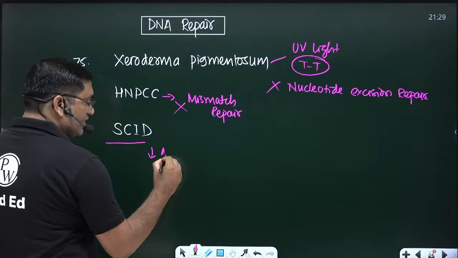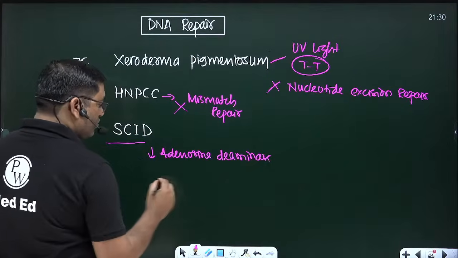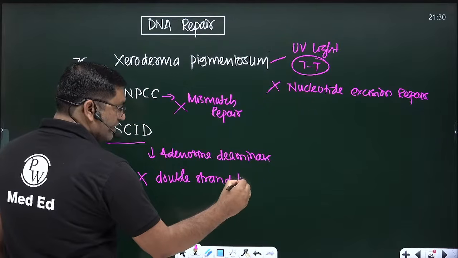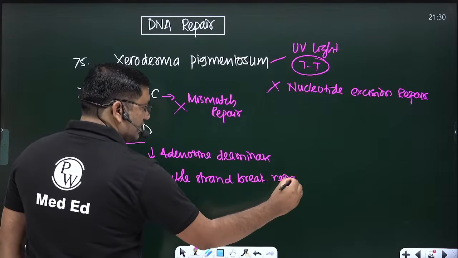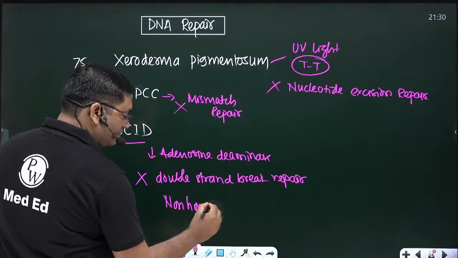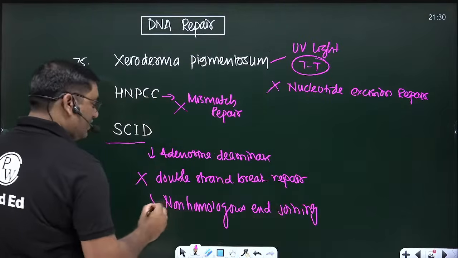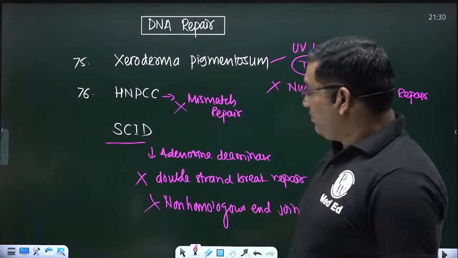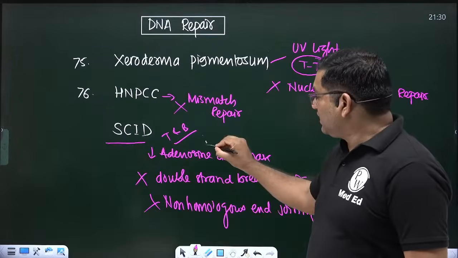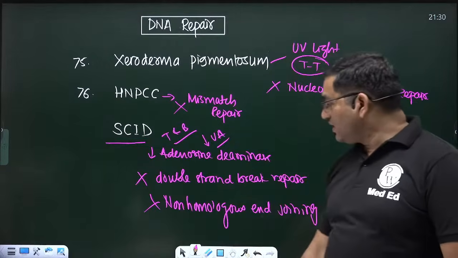SCID: there is decreased adenosine deaminase activity. In SCID, it is because of a fault in double strand break repair. The repair is by non-homologous end joining. If there is a defect in non-homologous end joining, it causes severe combined immunodeficiency where T and B cells both are affected. There is frequent infection, there is a decrease in the uric acid level, and the affected enzyme is adenosine deaminase. It is a fault in the double strand break repair, that is non-homologous end joining.